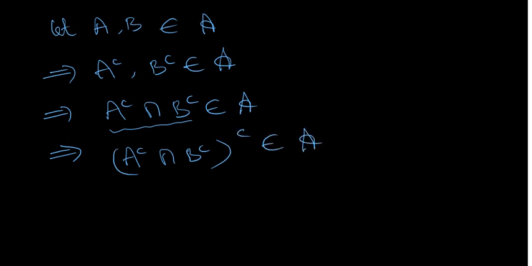Now you can apply De Morgan's law. It's equal to A union B. So whenever A and B belong to A, then their union is also in A. So therefore A is closed under finite union.